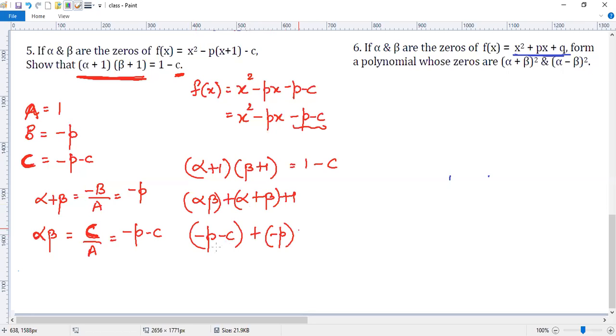So, in this, what all things you have here? Sorry ma, here when minus b by a comes, minus of minus p comes. So this would be plus p actually.